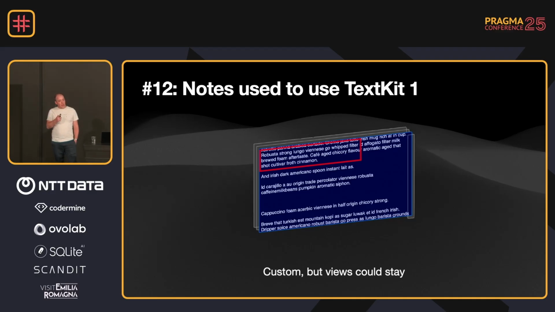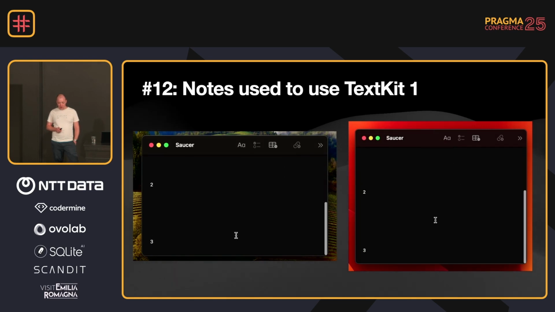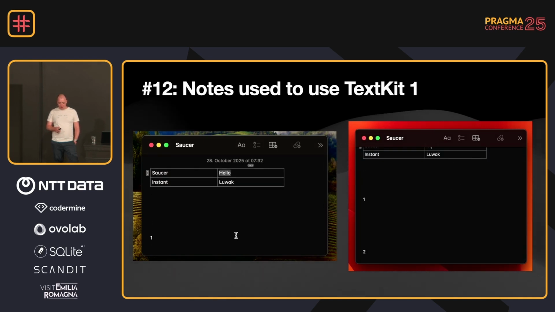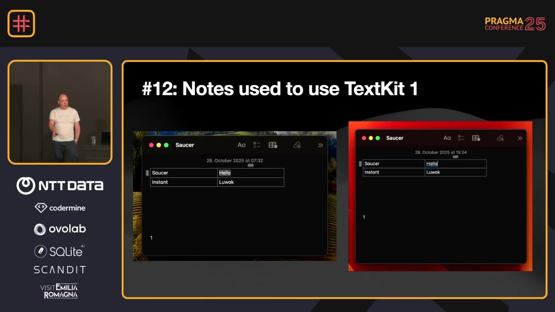So can we find out when Notes switched from TextKit 1 to TextKit 2? Yes, we can. Thank you for asking. So here's one version. Oh, it's actually playing both at the same time. OK, I'm scrolling down, and now I'm typing. On the right-hand side, you can see it scrolled up, and it wasn't good, but it kept the focus. And the other one does not.